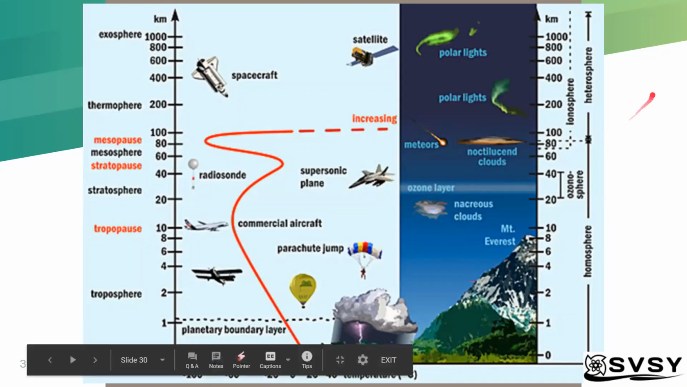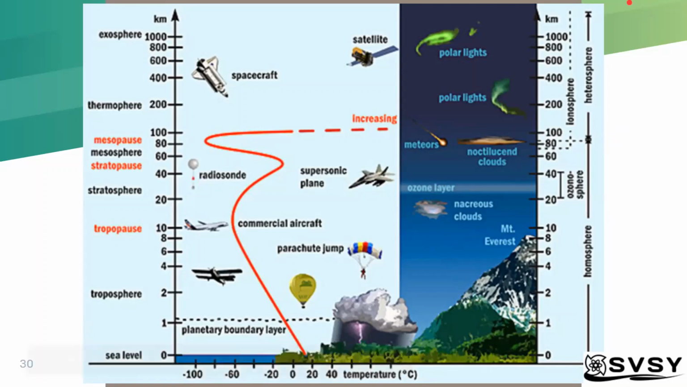Whereas in the heterosphere, the molecules are layered by molecular weight. So the heavier ones go at the bottom and they get lighter and lighter. There isn't much turbulence up here, so the layers still stay.